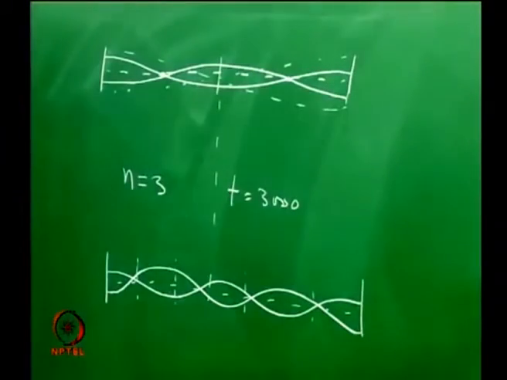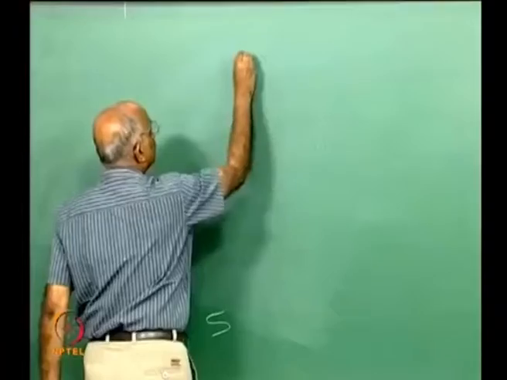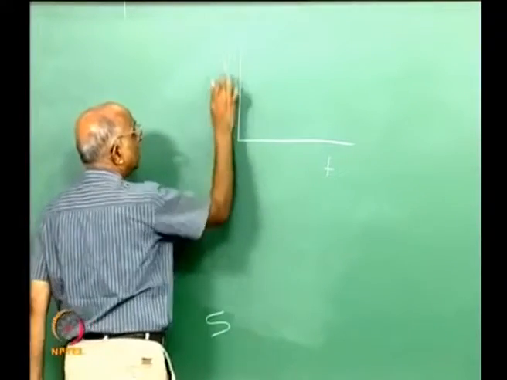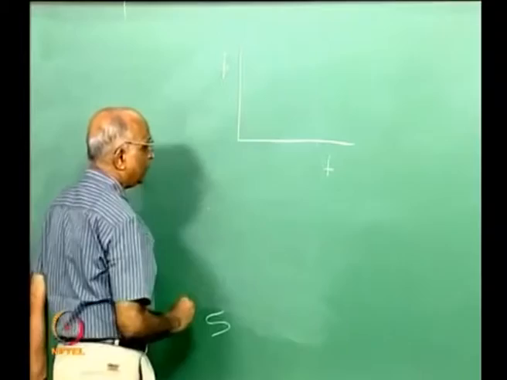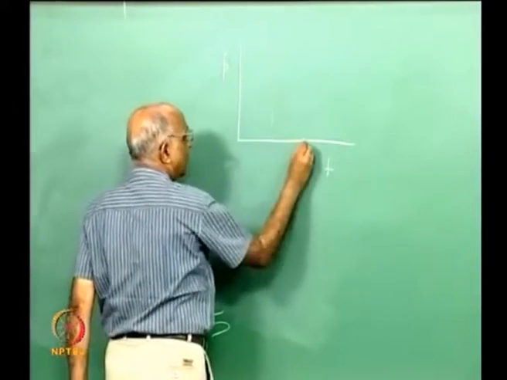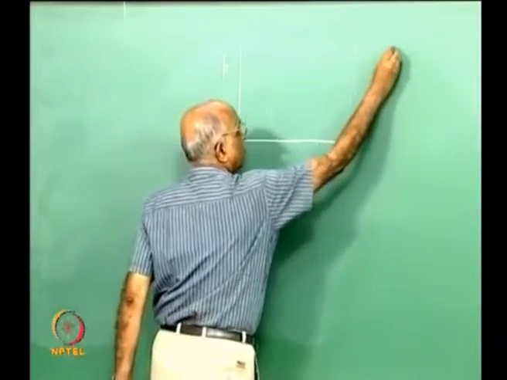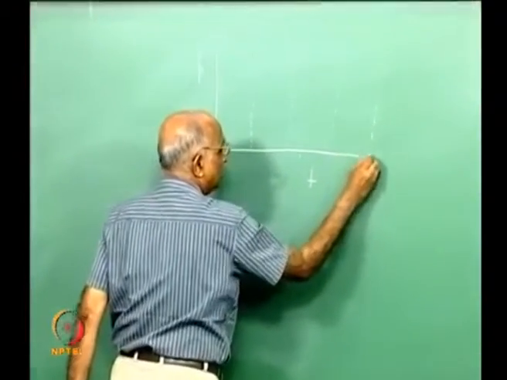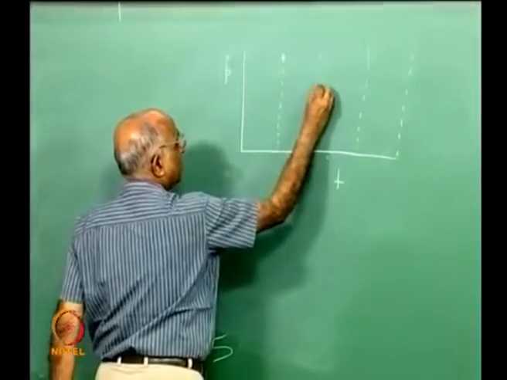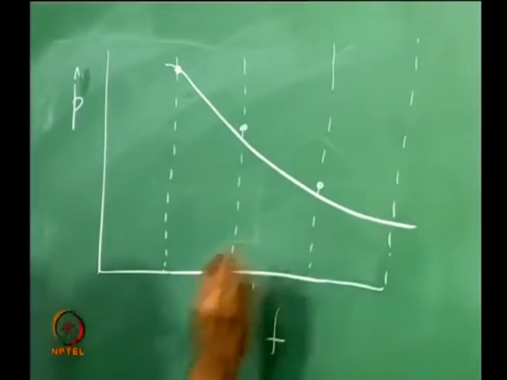I get discrete frequencies corresponding to pressure amplitudes. Let me plot the maximum pressure amplitude at the antinode portion. I get at 1000 hertz, then again I get at 2000, I get at 3000, I get at 4000, and so on. These are the discrete frequencies at which I get pressure oscillations. Maybe this is my magnitude here, maybe this might be my magnitude here, this might be my magnitude here, therefore I get oscillations like this.